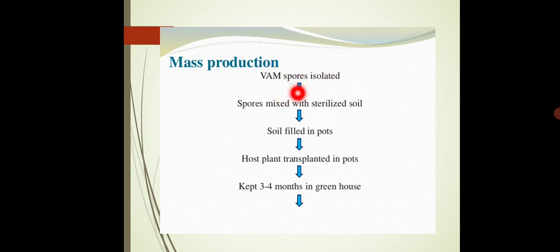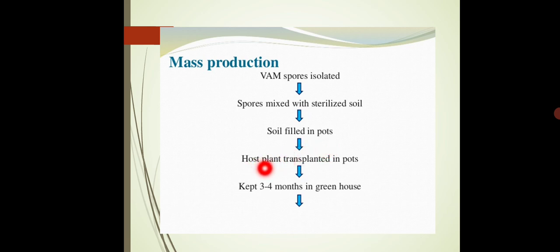Firstly, VAM spores are isolated. VAM spores are also known as chlamydospores or zygospores. Secondly, after isolation, the spores are mixed with sterile soil. Third step is that the soil along with the VAM spores is filled in pots or in an open vessel.